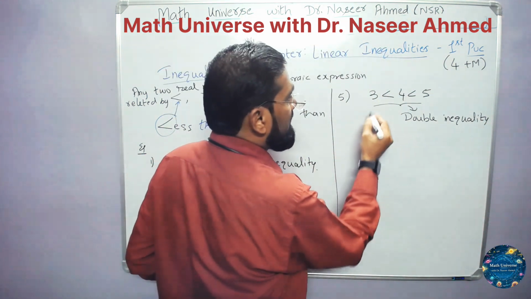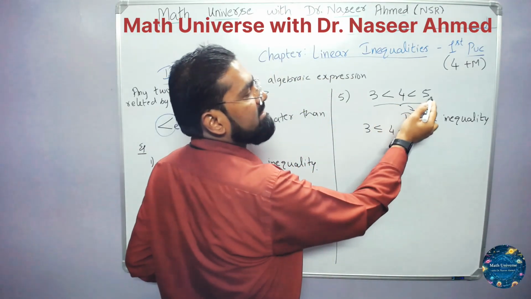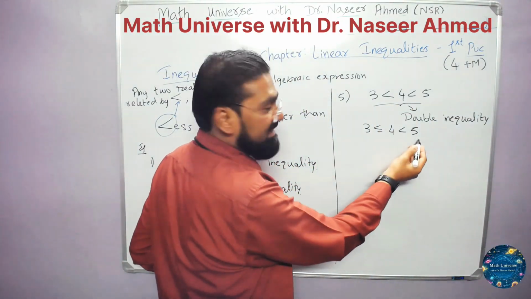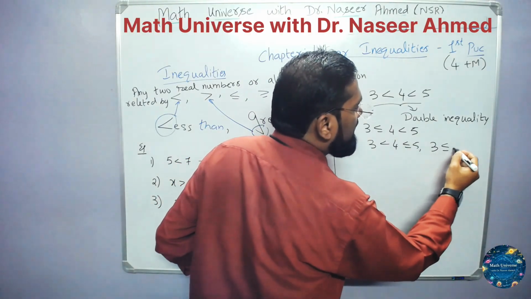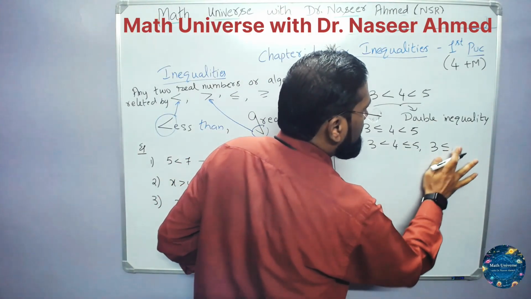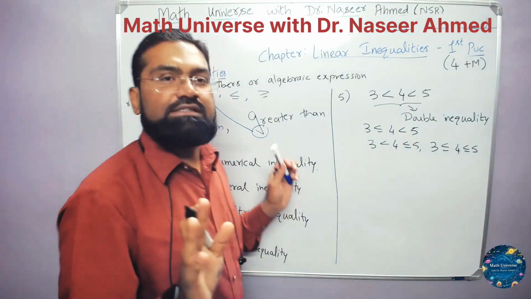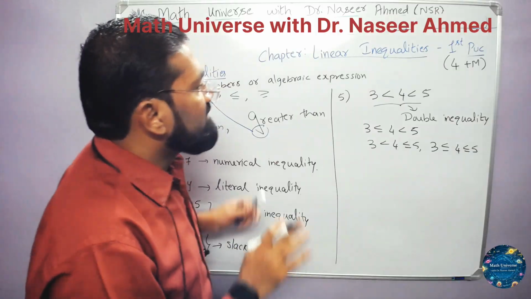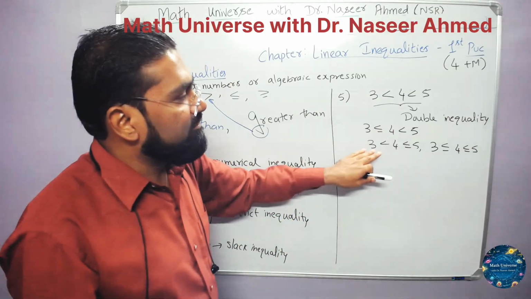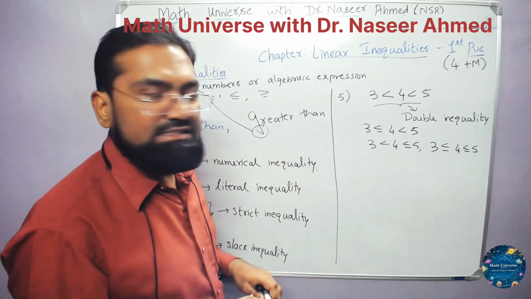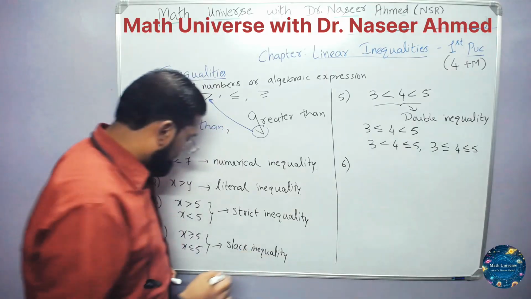Now this can be like this also: 3 less than 4 less than 5, or 3 less or equal to 4 less than 5, or 3 less than 4 less or equal to 5, or 3 less or equal to 4 less or equal to 5. In all the cases, as soon as we have two inequalities in the given algebraic expression or between the real numbers, we say they are double inequalities. Now here we have got it for one variable.